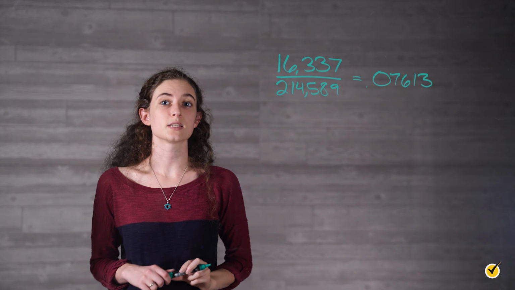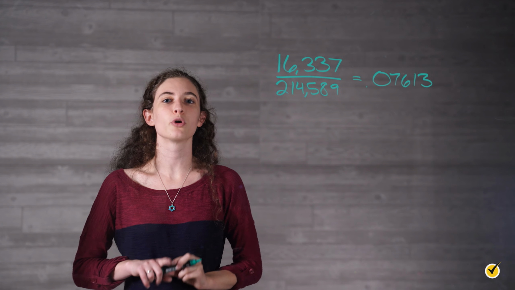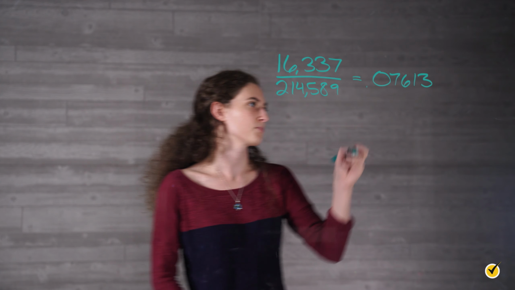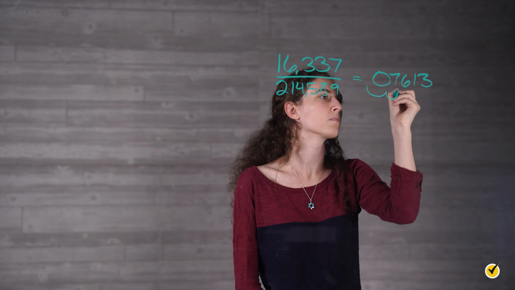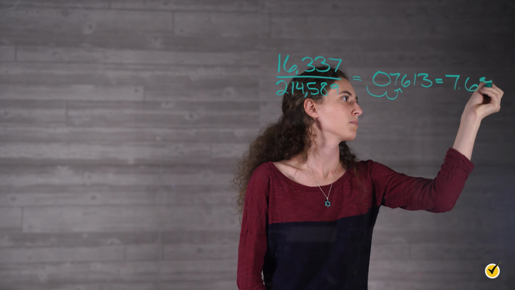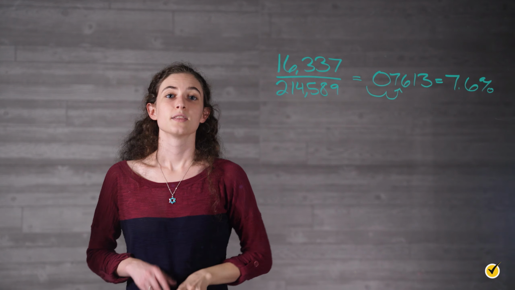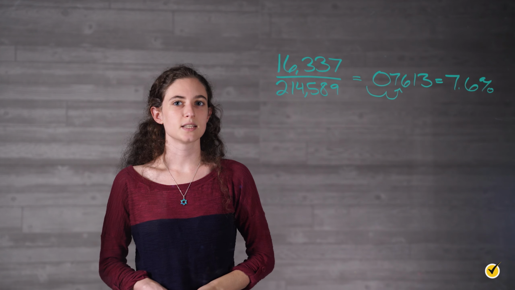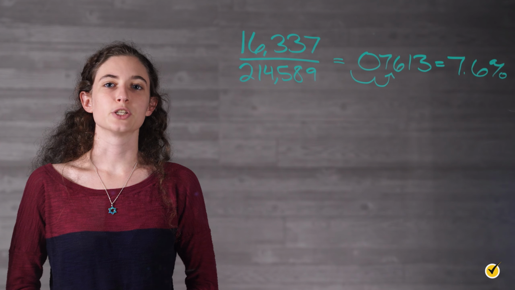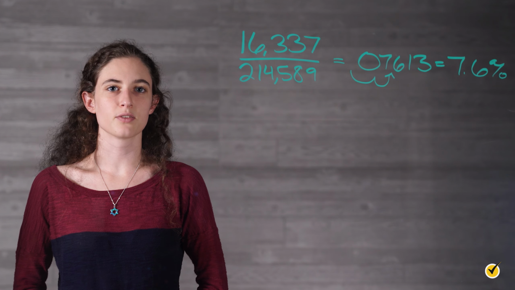We will convert this decimal to a percentage by moving the decimal point 2 places to the right and rounding the percentage to the nearest tenth. This gives us 7.6%. This tells us that out of all the people tested, 7.6% of the tests have been positive. With this information, we can learn even more about the effects of the virus.